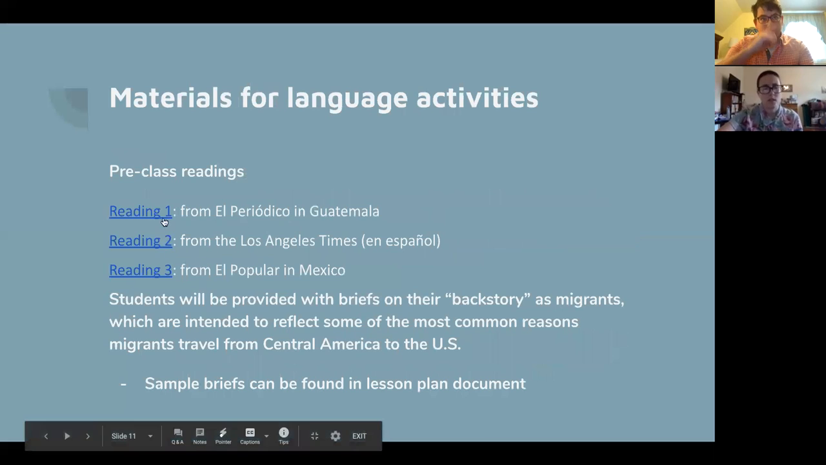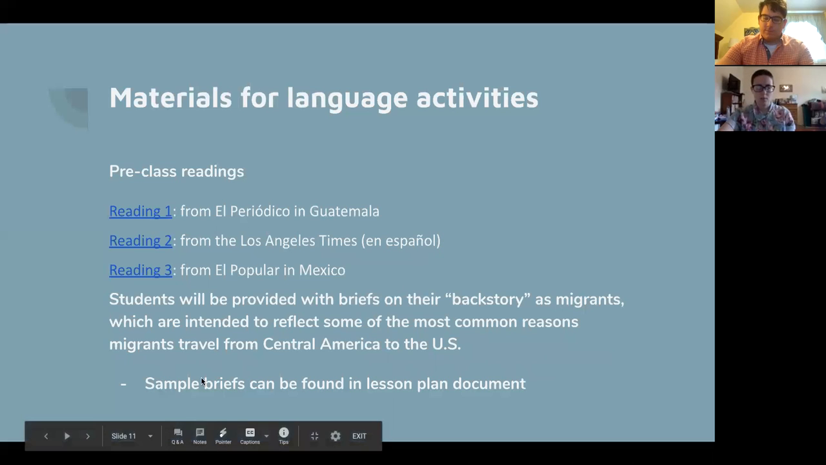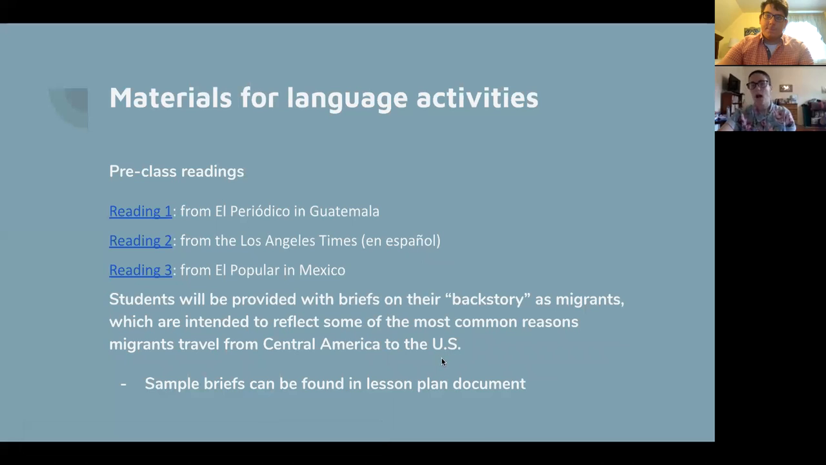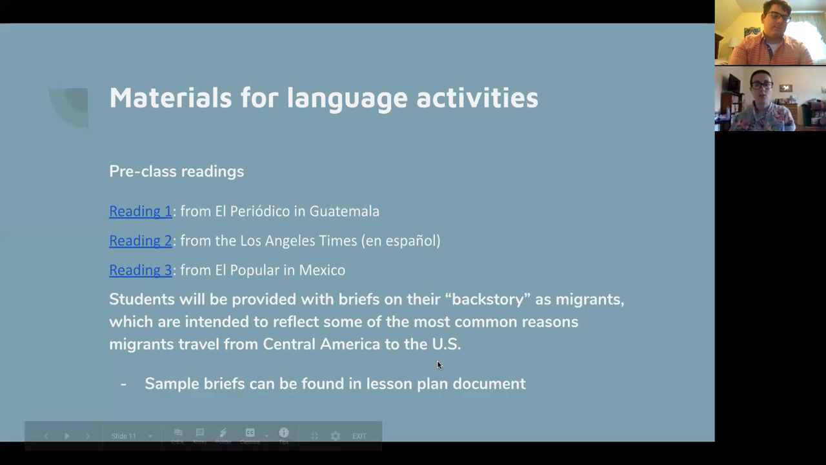These are some of the materials. They're linked here. They're also linked in our lesson plan. And also in the lesson plan are some samples of the briefs that students would have just to prepare them for the simulation, to give them their backstory as a migrant or a family of migrants.